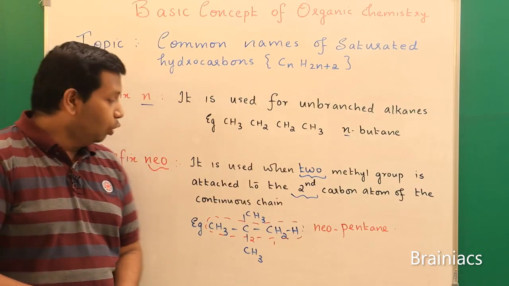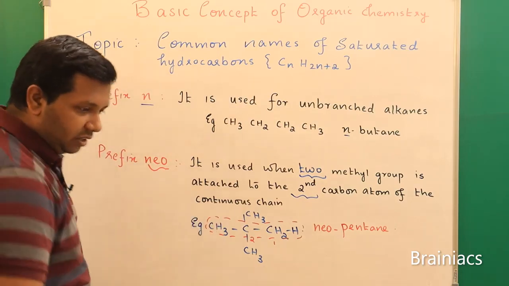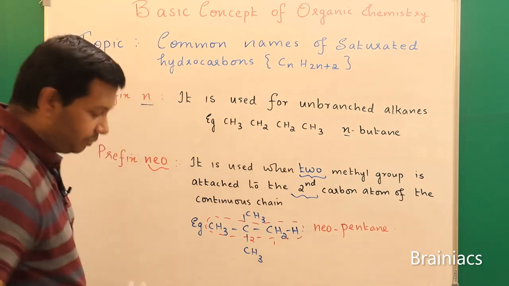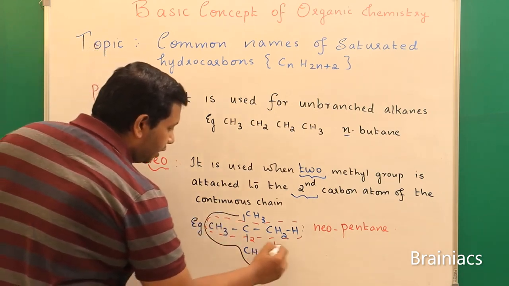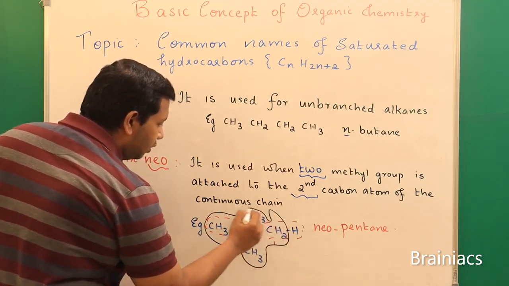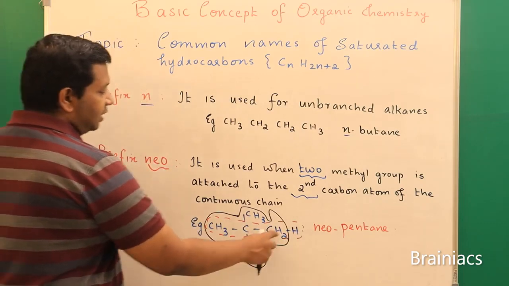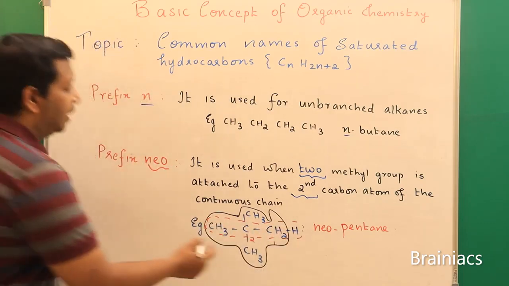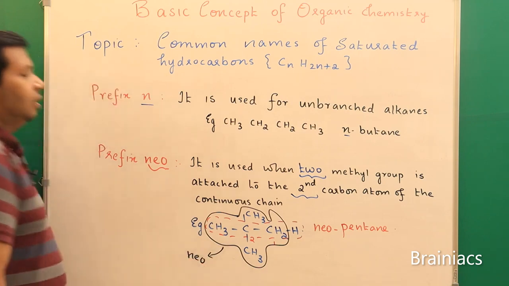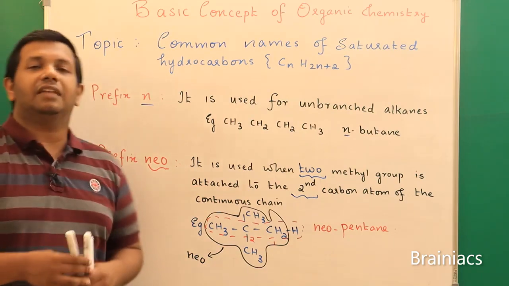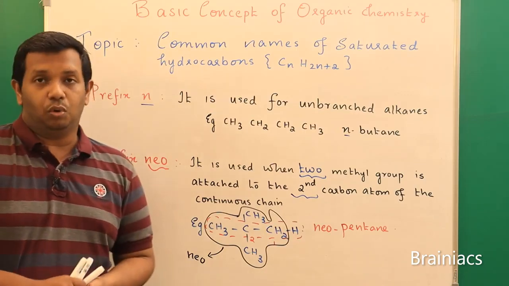And what is the neo group? I will use an alternate color. So this is my neo group: CH3, C, CH3, CH3, CH2. This is called my neo group. Okay. So I hope you understood. So 3 cases: one is normal, one is neo, and another is iso.